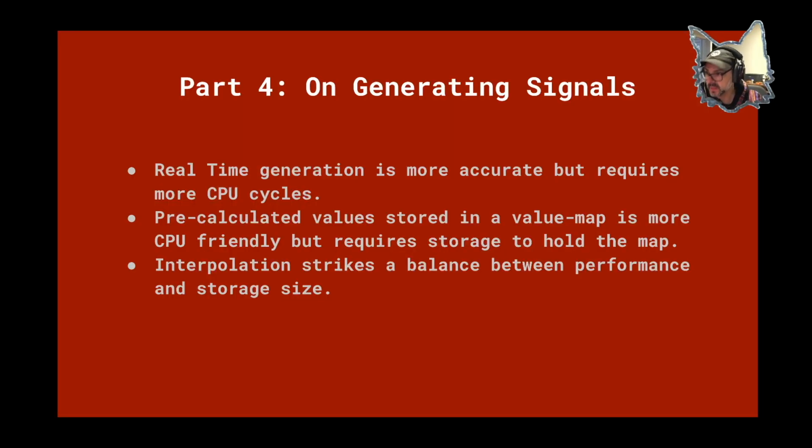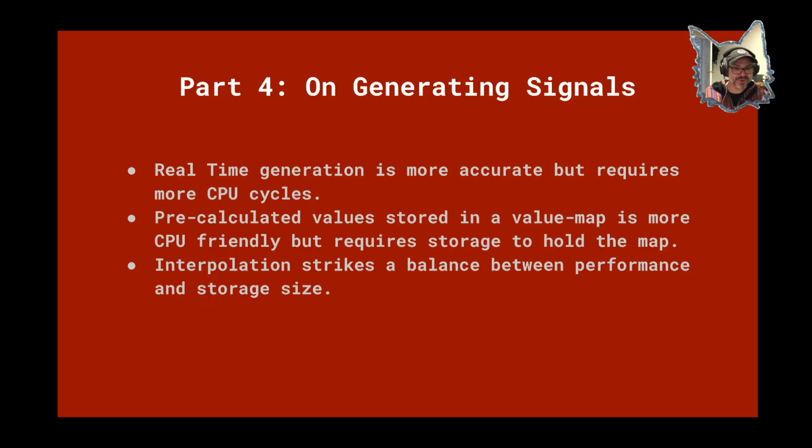The first thing is real-time calculation is going to be way more accurate, but will require a lot more CPU. And this is non-trivial. So the other way is to pre-calculate the values and then store them in some kind of value map. Now, this is going to be way more CPU friendly, but it's going to require more storage. So microcontrollers, we're not going to have a whole lot of storage.